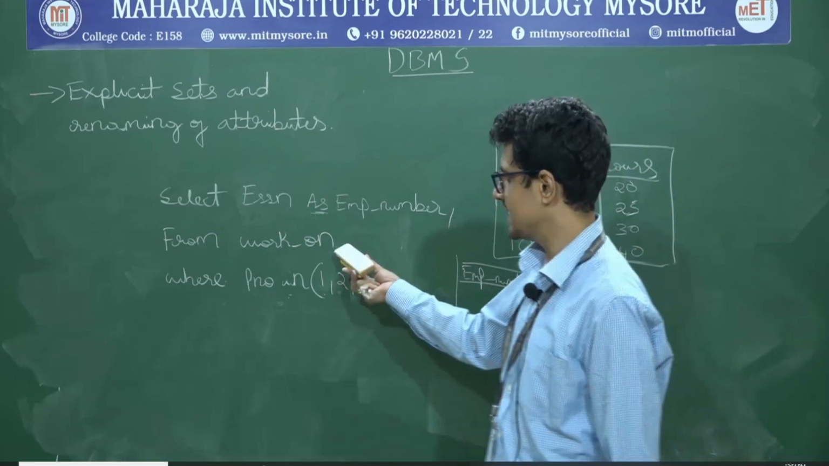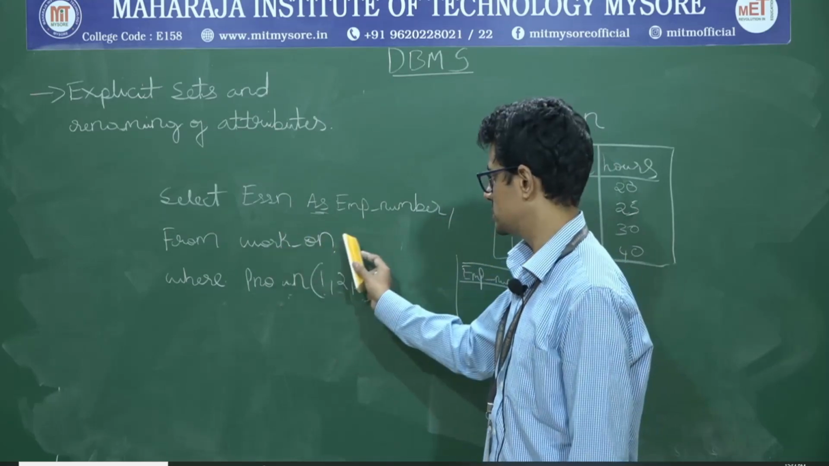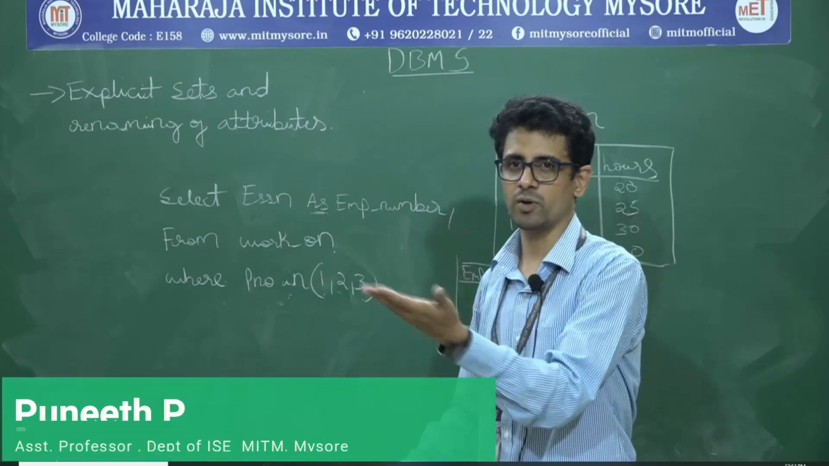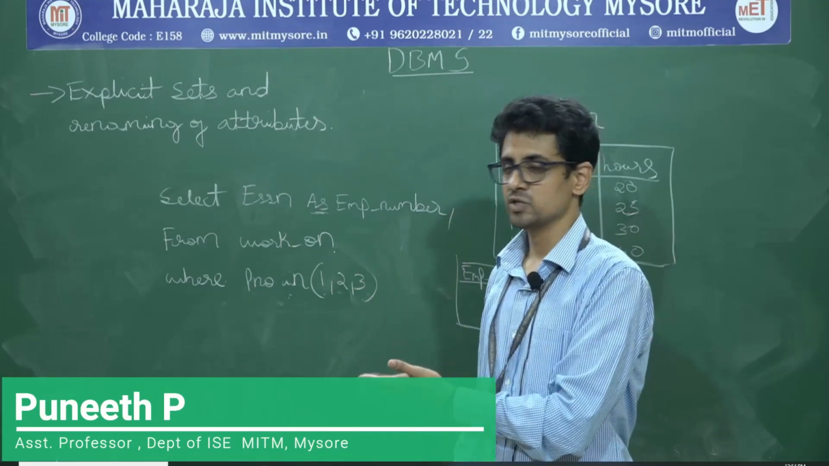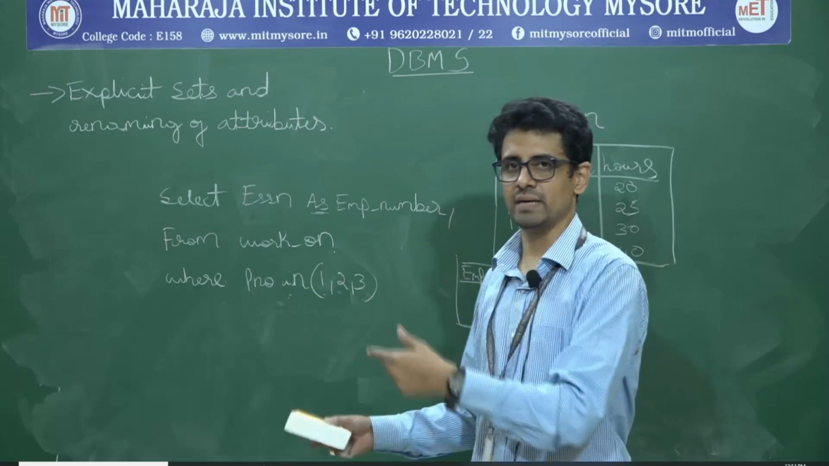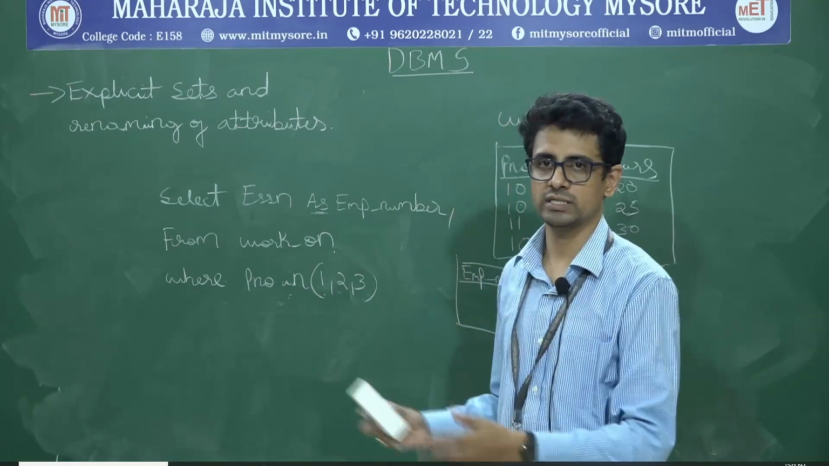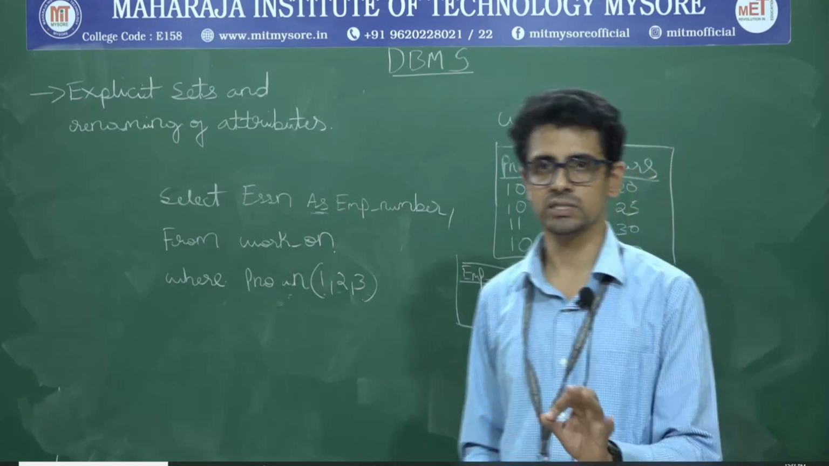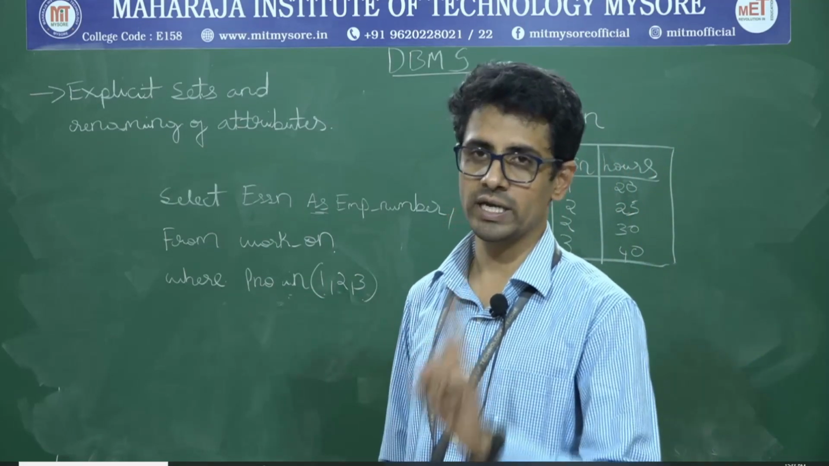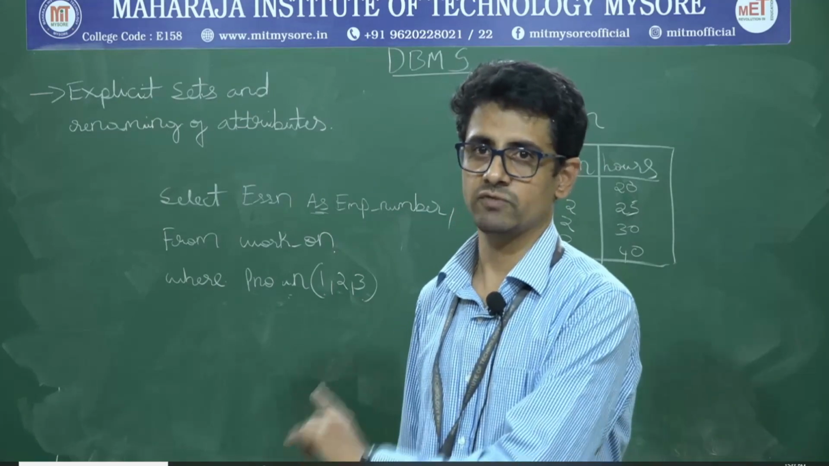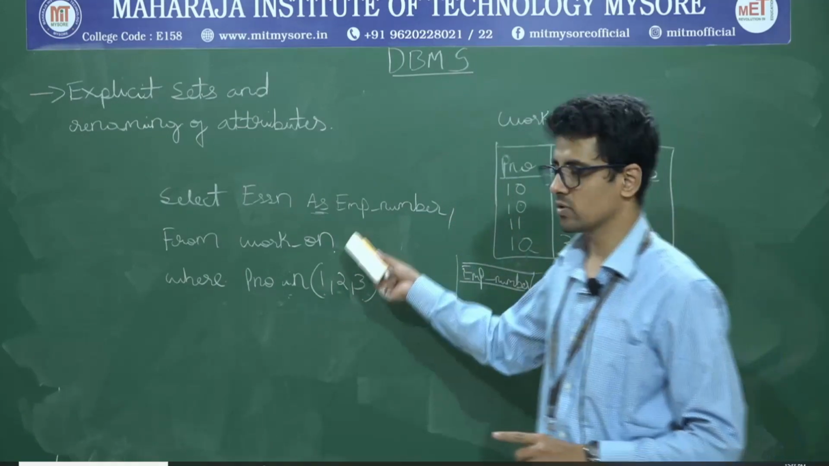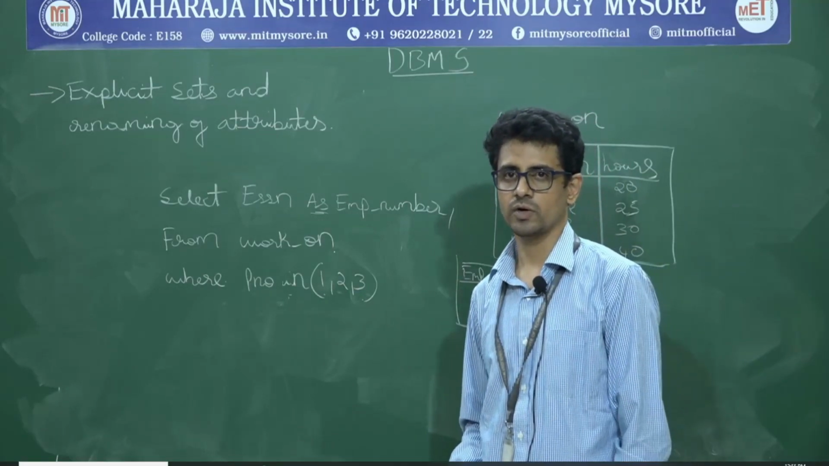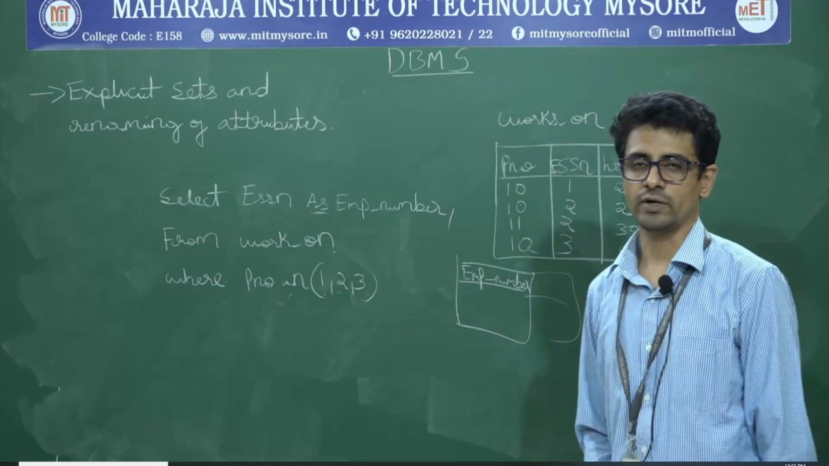Anyhow, we have already seen aliasing in the from clause. Works on space W means W can be used further. In the previous example we have seen employee as E, dependent as D. If you give employee as E, it's the same as employee space E. They both are the same. It's all about aliasing. They can also be used in renaming the attributes by using this AS keyword. If you want to rename the attributes in the select clause, use AS. If you want to rename the table names in the from clause, you can use AS, or you can directly specify the space and the new name. So this is all about renaming of attributes.